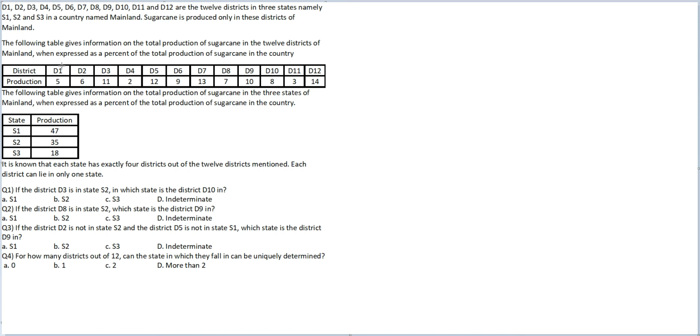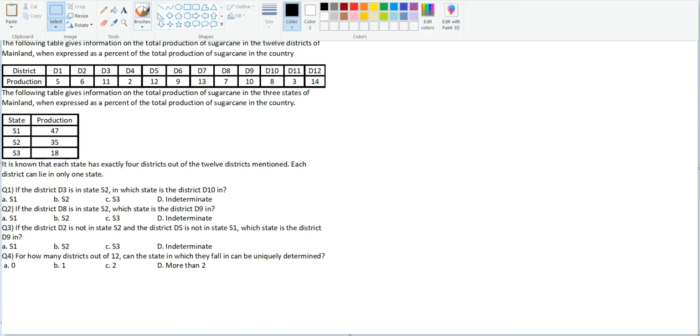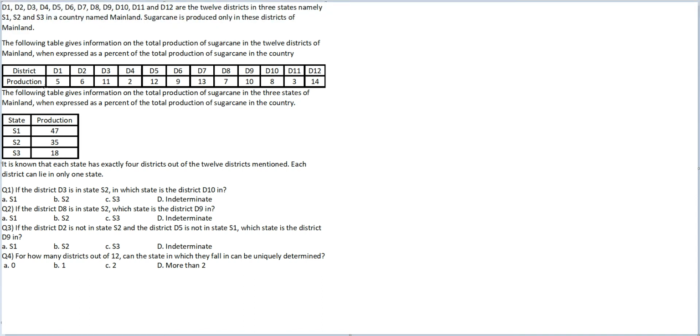Okay, so I have data regarding D1, D2 and so on till D12, and the percentage share that they have in sugarcane production is also mentioned in front of me. The following table gives information on the total production of sugarcane in the 3 states of Mainland when expressed as a percentage of total production of sugarcane in the country. So I have the names of the states and the percentage share that they have in production as well. It is known that each state has exactly 4 districts out of the 12 districts mentioned. Each district can lie in only one state.